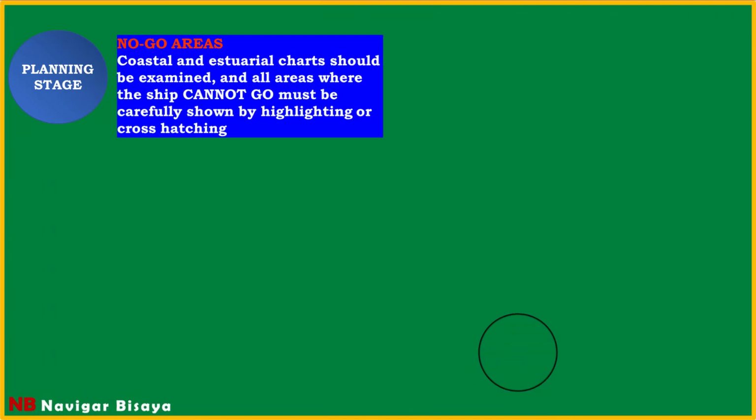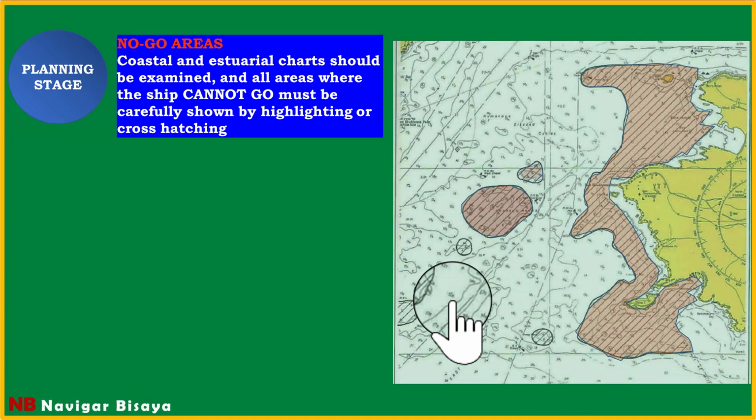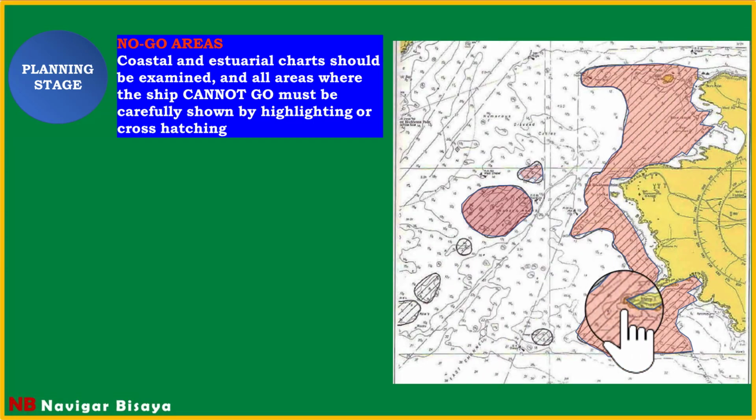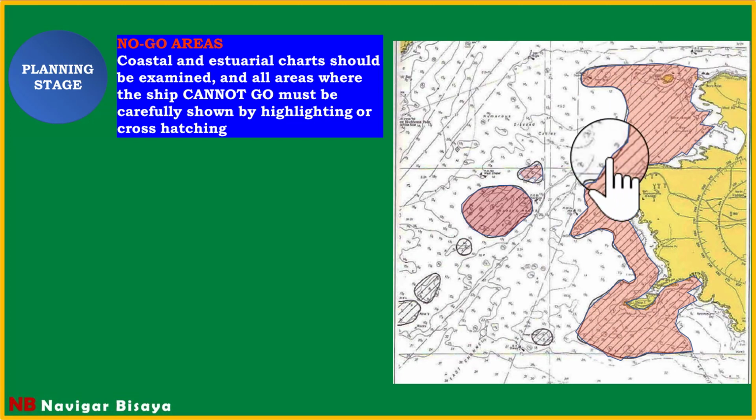Marking of no-go areas. Coastal and estuarial charts should be examined, and all areas that the ship cannot go must be carefully shown by highlighting or cross-hatching, like this one.